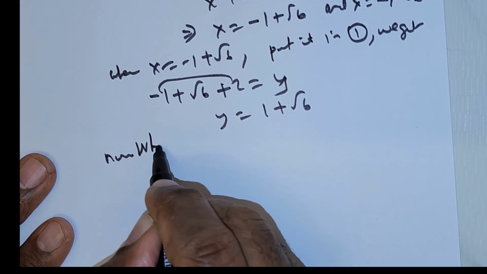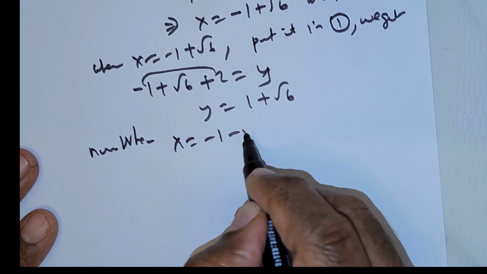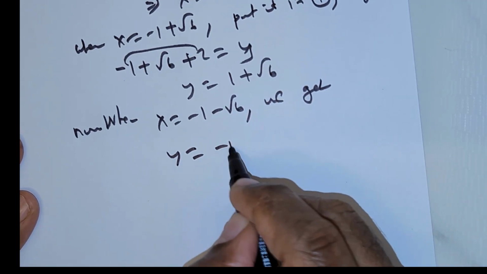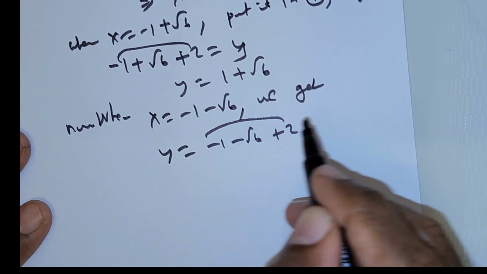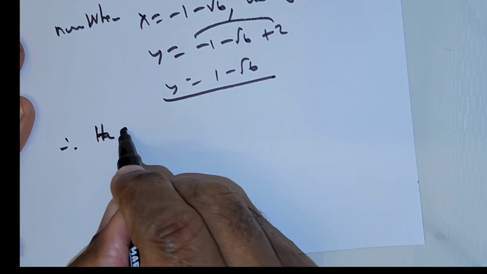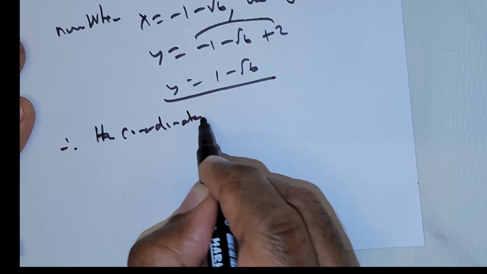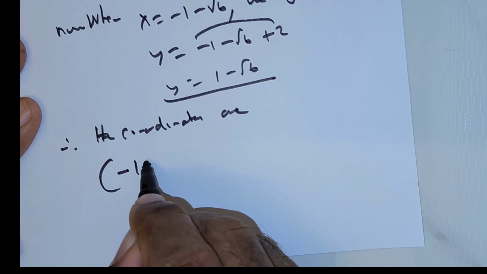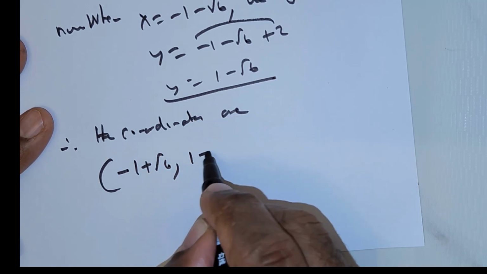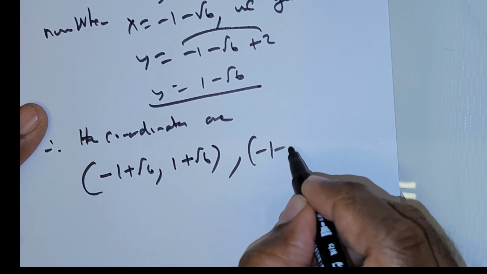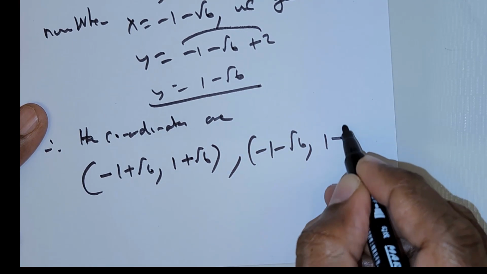Now when x = -1 - root 6, we get y = -1 - root 6 + 2. We add this, we get 1 - root 6 as the value of y. So therefore the coordinates are: when x is -1 + root 6, the value of y is 1 + root 6, and when x is -1 - root 6, the value of y is 1 - root 6.